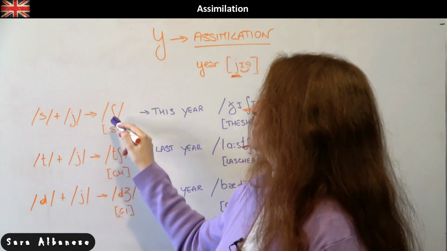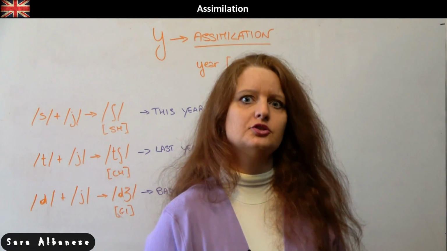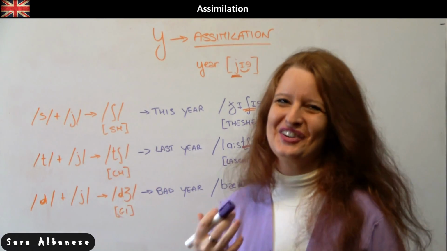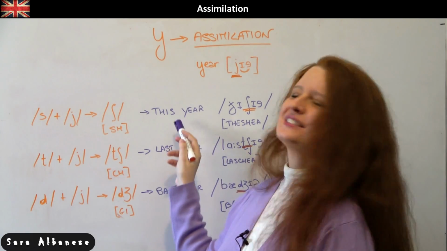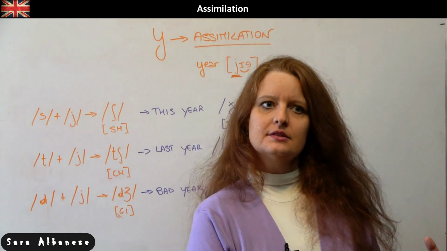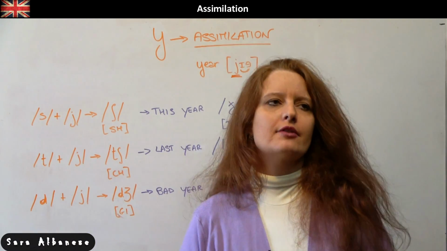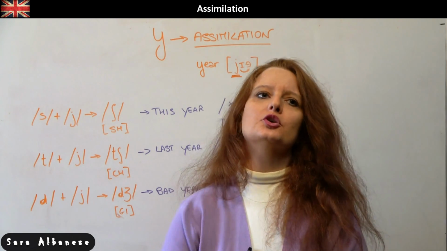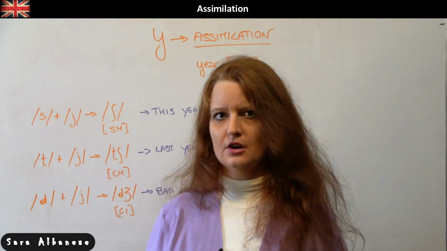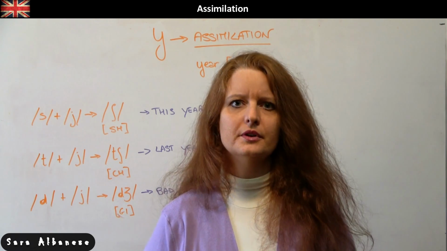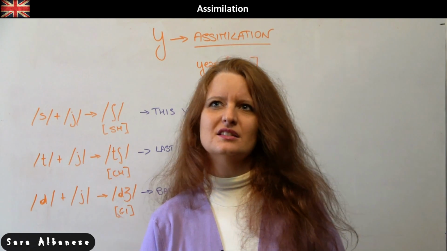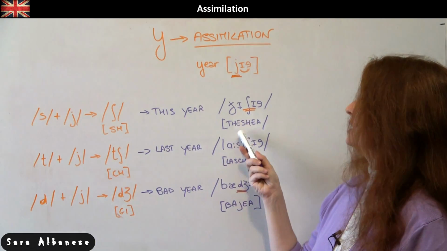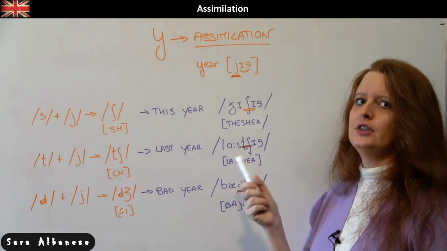This is the symbol we use in the International Phonetic Alphabet to represent the sh sound, but I've written that so you can recognize it. In this case, for example, this, and the word ear. It's very rare to hear a native speaker who says this ear. It's very uncommon, and it's not very natural. The pronunciation they would use is this one here, this year.